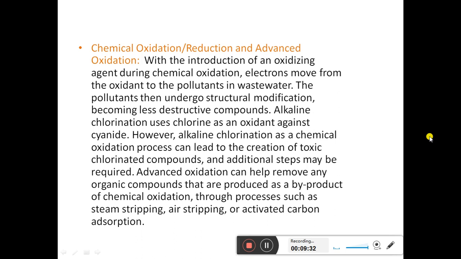However, alkaline chlorination as a chemical oxidation process can lead to the creation of many toxic chlorinated compounds and additional steps may be required. So, advanced oxidation can help remove any organic compounds that are produced as a byproduct of chemical oxidation through processes such as steam stripping, air stripping, or activated carbon absorption.